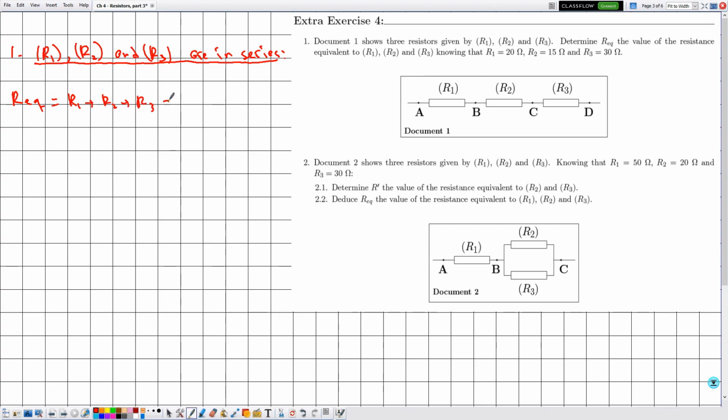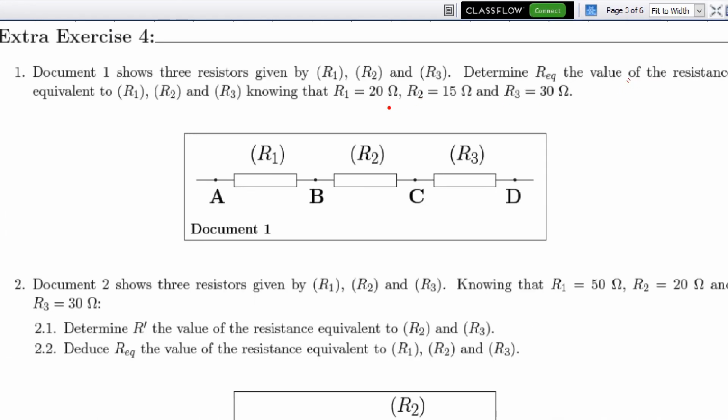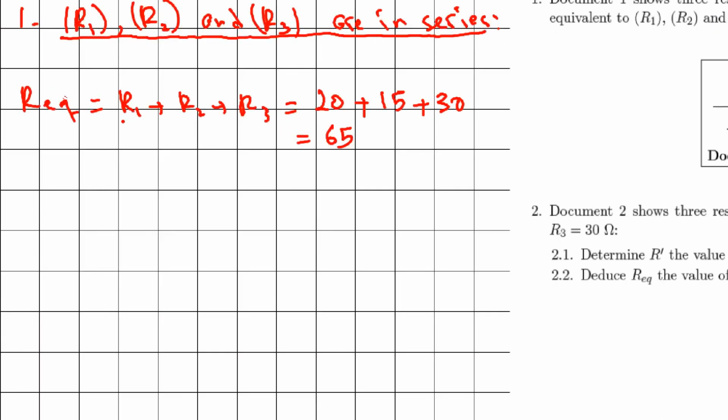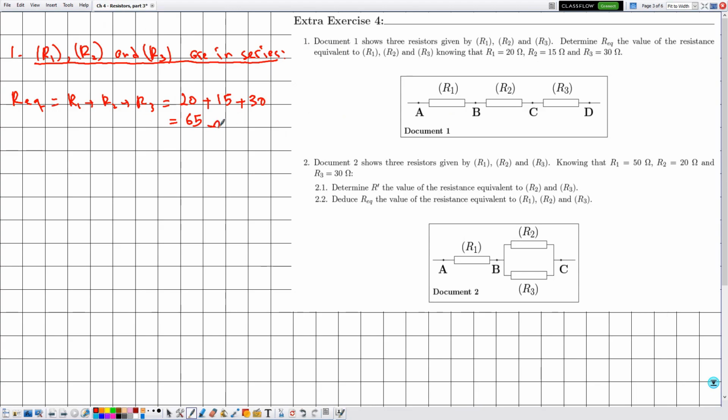R3. So the value of R1 is given by 20. The value of R2 is given by 15. And the value of R3 is given by 30. So R equivalent is given by 65. Since all of these are expressed in the SI, which is ohms, then the value of R equivalent will be expressed in the SI, which is ohms. So R equivalent is given by 65 ohms.